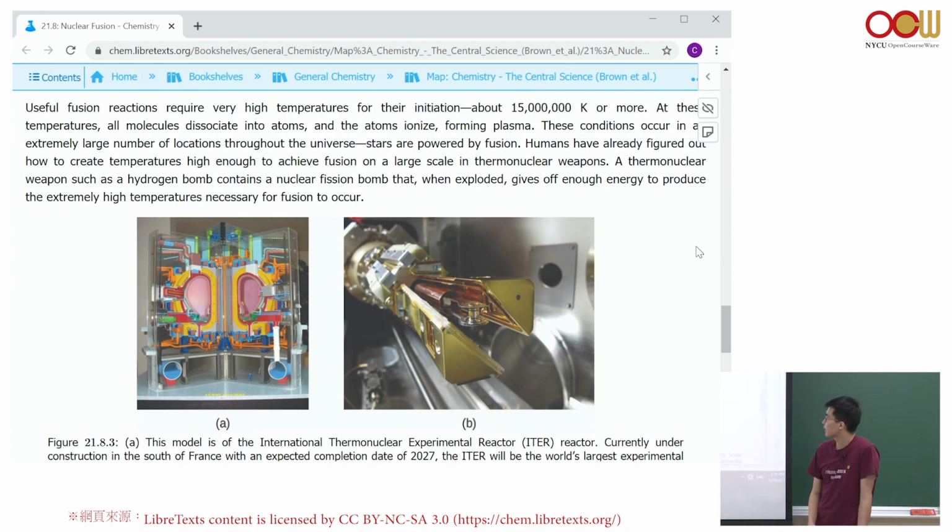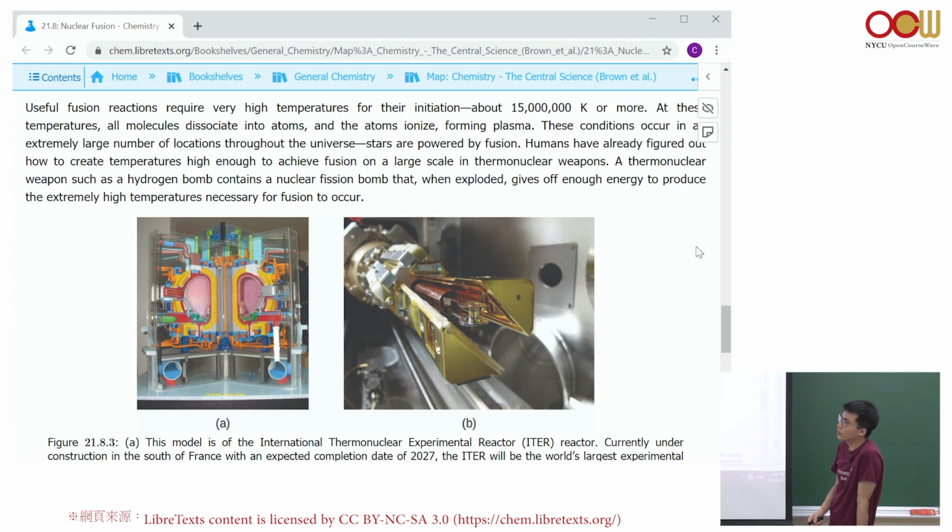So these are the attempts. People are still trying to figure out a way to control the fusion process so we can actually utilize such a huge amount of energy. And it's also regarded as a cleaner energy because it only involves hydrogen and it produces helium that is generally inactive. Okay, so let me spend a little bit of time here.